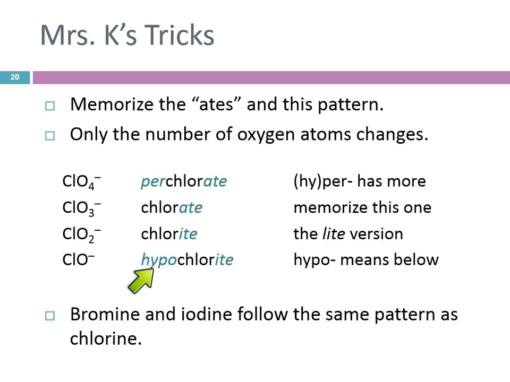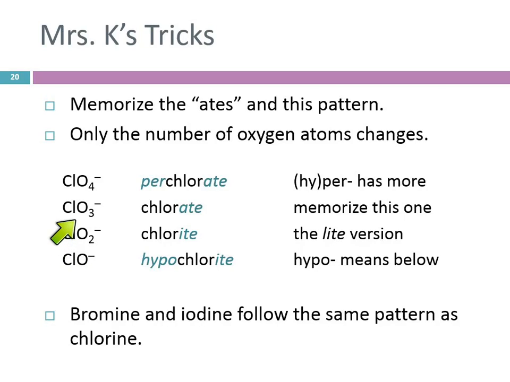And so here we're going to put a prefix on here. The prefix hypo means below. Where does a hypodermic needle go? Under the skin, your dermis, below the dermis. Hypochlorite, one less oxygen than the light version. So this is ClO, still with the -1 charge.